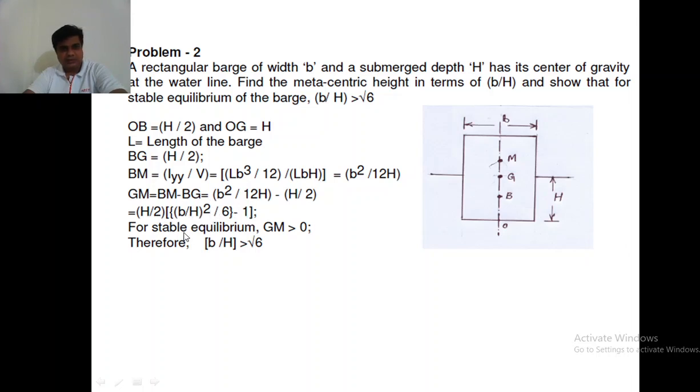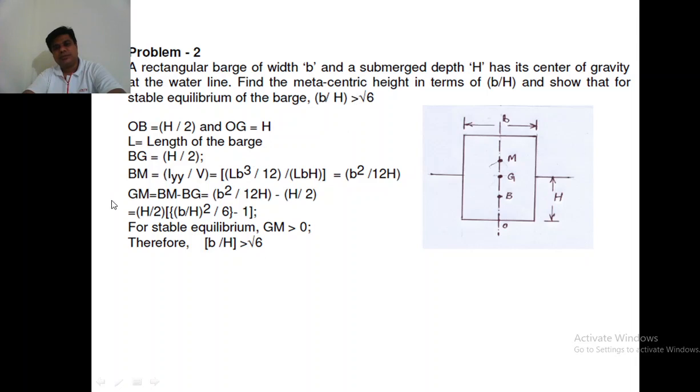It states that for stable equilibrium, GM will be more than 0. So B by H should be greater than the square root here. So B by H square will be equal to, if you bring it on the right hand side, for the condition to be positive, we will simplify this, and if you bring it on the right hand side, B by H square should be greater than 6. If you take square root on both sides, B by H will be root of 6. So this is how you arrive at B and H values.